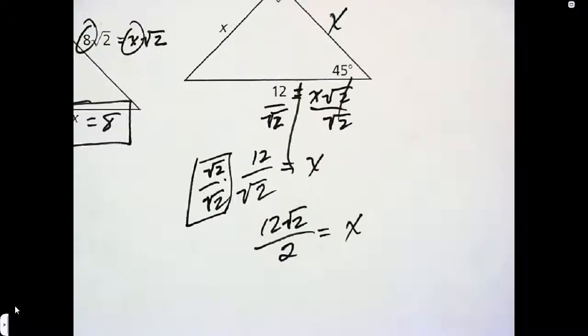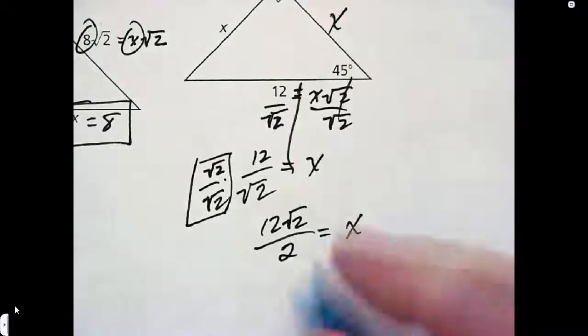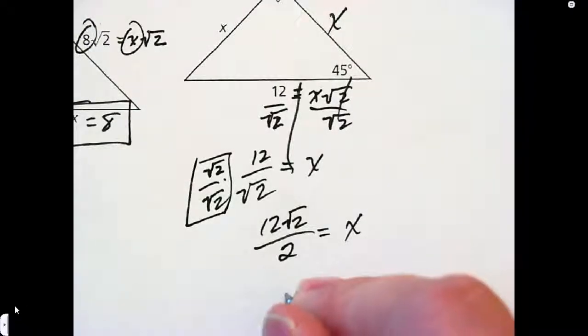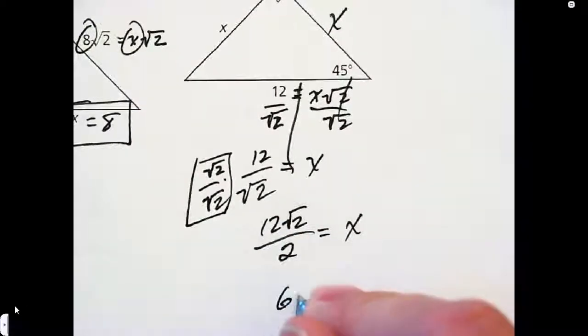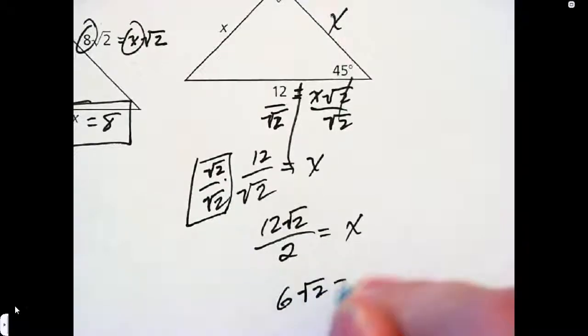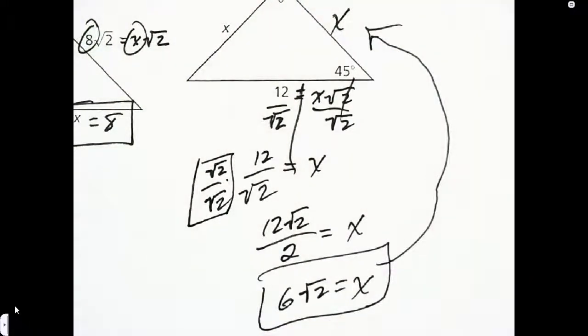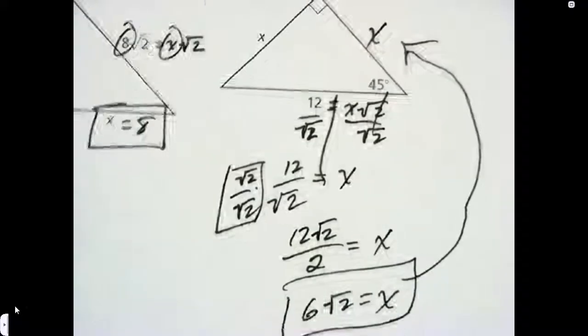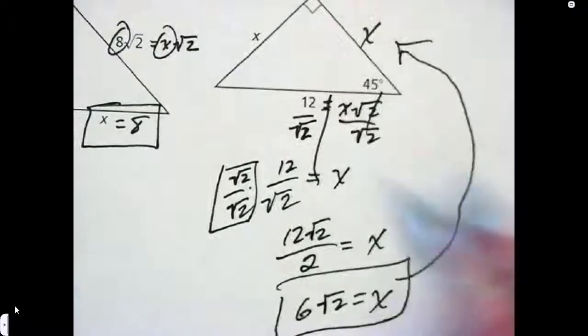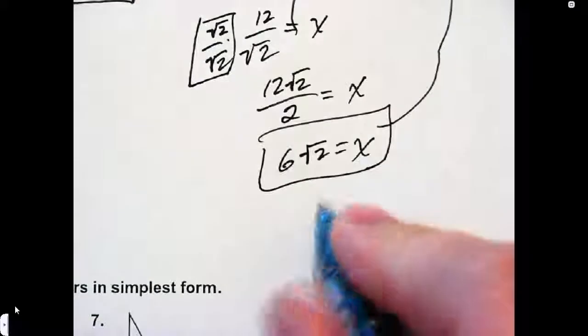Okay, Brendan, what do I do next? Simplify. What's that become? 6 root 2, yes. Okay. X is equal to 6 root 2. What does x equal? Yeah, it equals 6 root 2. Okay? All right.